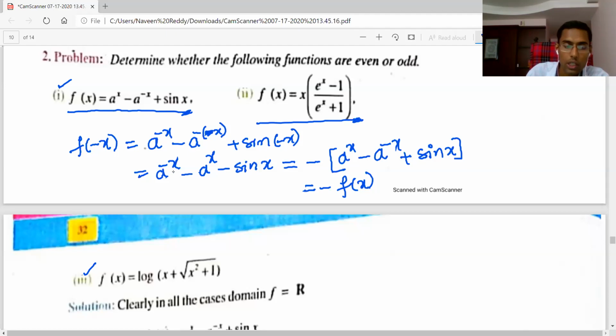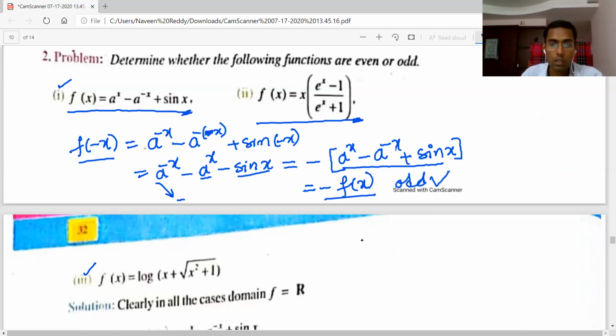So what we got here? A power x has minus, and here a power x has plus, here sine x has plus. So here minus we got. If I take minus common, these two terms will be plus, and this term will be minus. So therefore, I took minus common. This is a power x minus a power minus x plus sine x. This is exactly f(x) I got. Minus of f(x). f(-x) is minus of f(x). Therefore, it is an odd function.